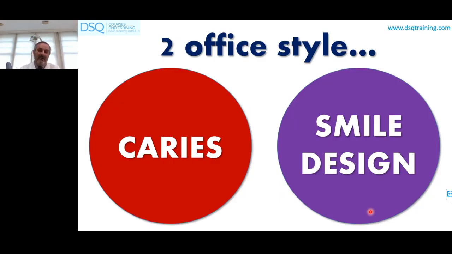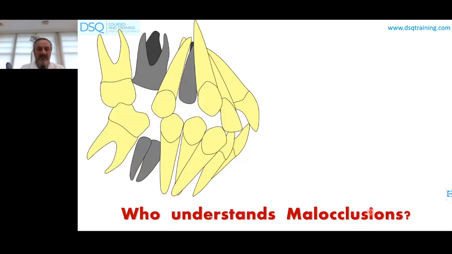What is my opinion about the future of our profession? My opinion is that in the future maybe we will have two types of office. Caries, where the focus is on caries, and the second type of office where the focus is the smile design. And the smile design, why? Because do you have this clinical case? Who understands the malocclusion? In this case, it's very difficult to treat this patient, or too difficult to diagnose this patient for the general GP or for the general doctor.